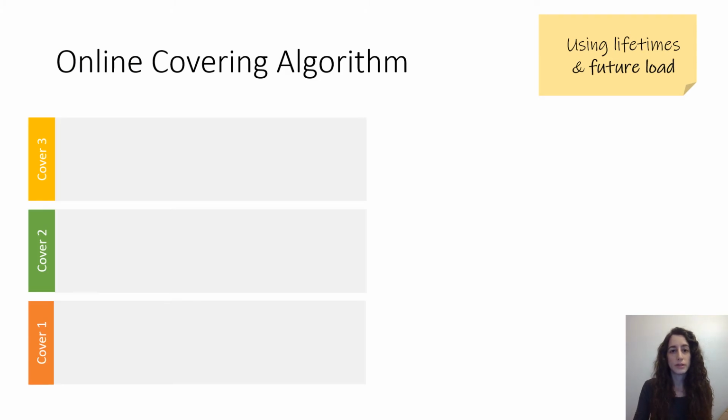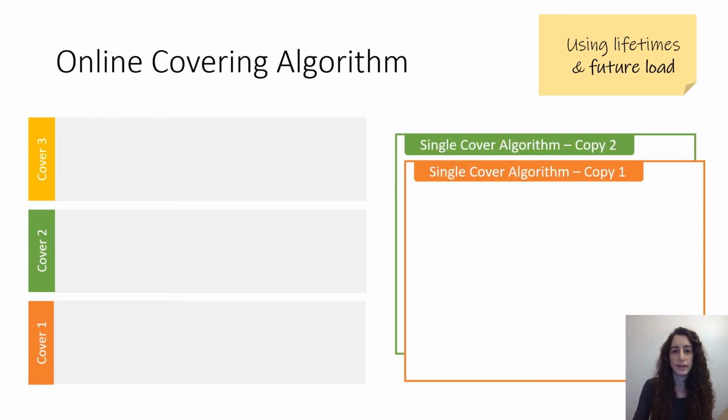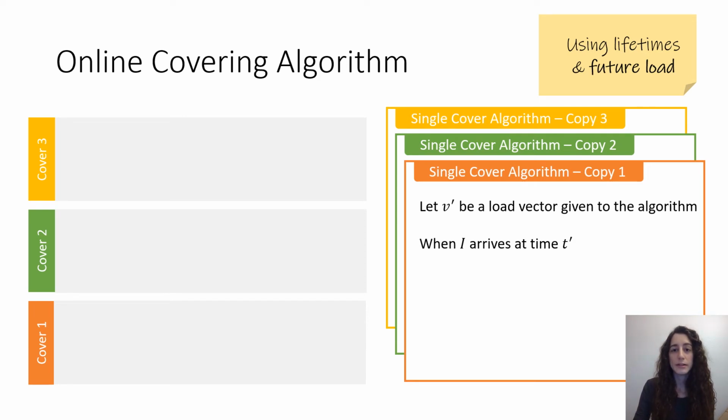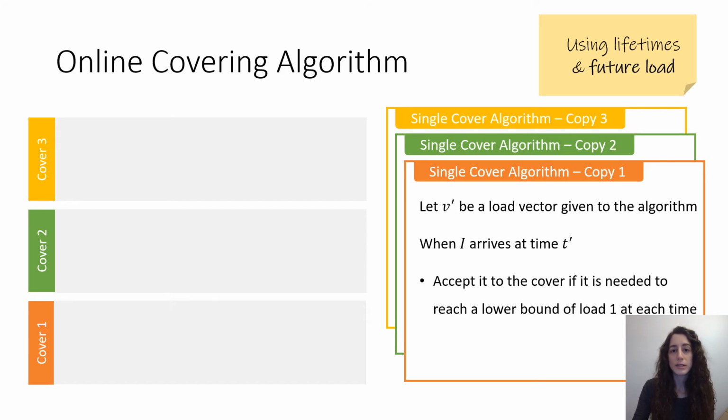So at the beginning of the execution, you can think of having a set of empty covers for intuition. Each cover runs its own copy of the single cover algorithm separately. The algorithm takes a load vector estimate V prime as input for the future load it expects to see. Then, when an interval I arrives, it needs to decide whether to accept it to the cover or to reject it. Each cover accepts an interval only if it needs it to achieve a target lower bound.